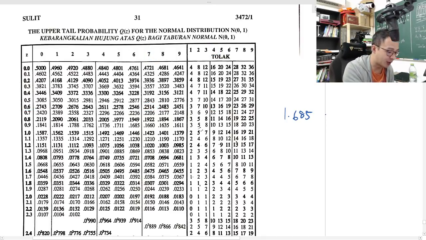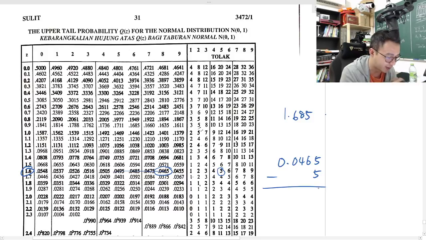So, okay, I find where is 1.6. This is 1.6. I need to go to A. So it's somewhere here, and then 5. 1.685 will be minus this one. So it'll be 0.0465 and then minus the 5 here.